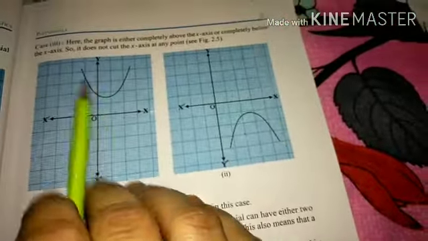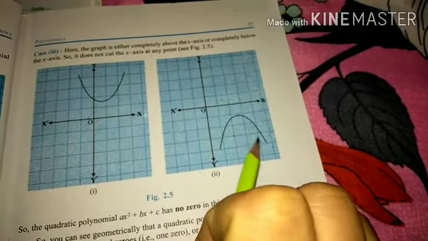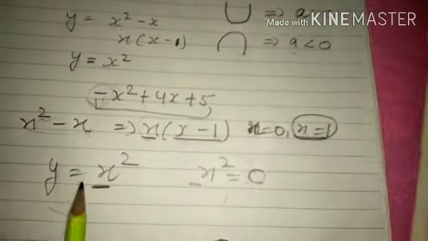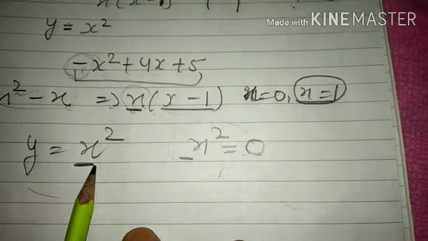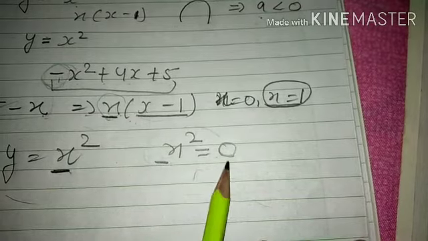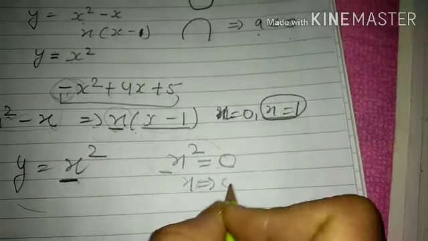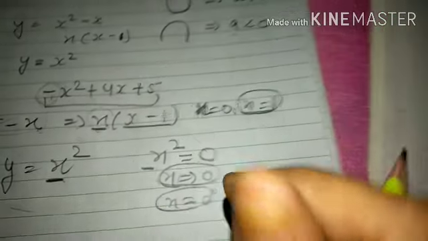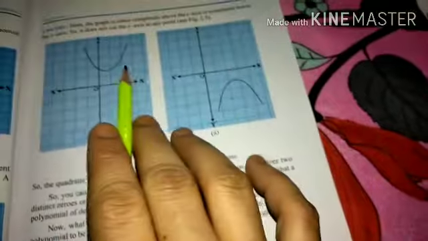In the third case, this is also the representation of a quadratic polynomial, but it does not touch the x-axis at any point. So what is the meaning of this graph? If we have the quadratic polynomial y is equal to x square only, and we put x square equal to 0, in both cases x is equal to 0. The graph will not touch the x-axis at any point, so there is no zero of the polynomial.